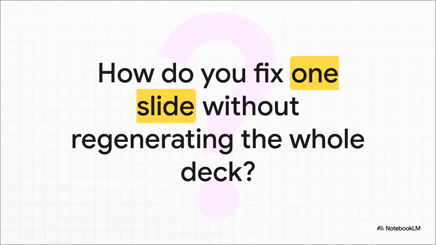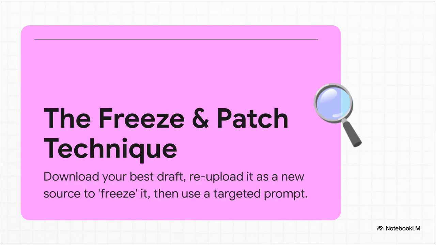But this brings us to the ultimate question, doesn't it? You've got a deck that is, say, 80% perfect, but slide 10 is just not right. How do you fix that one slide without risking the other 9 that you already love? The answer is a little trick I call the freeze and patch technique.